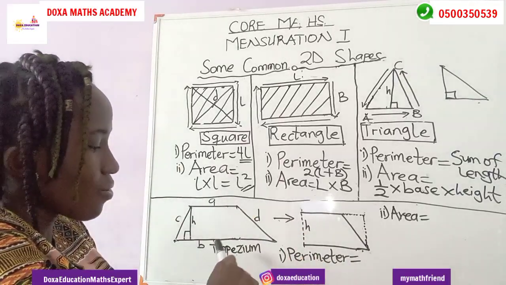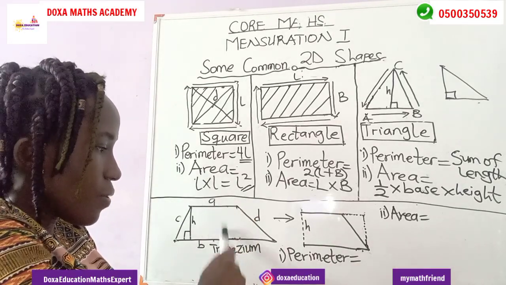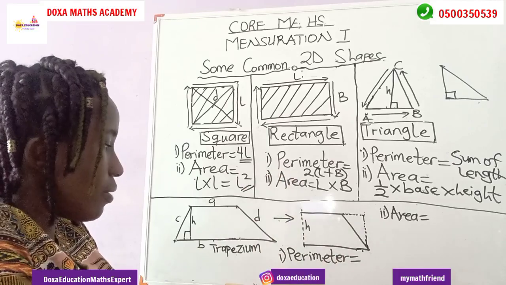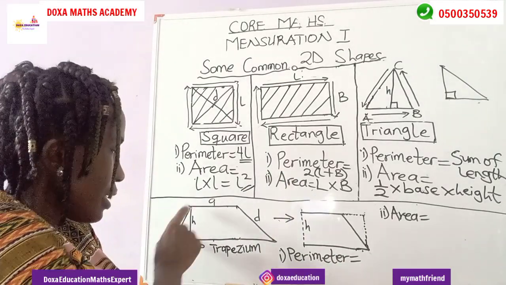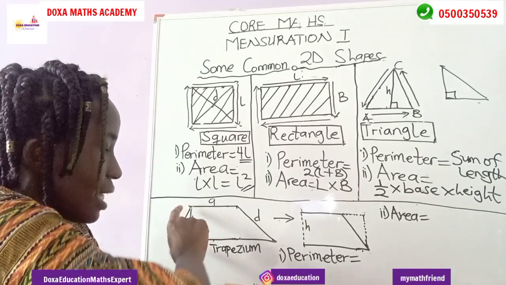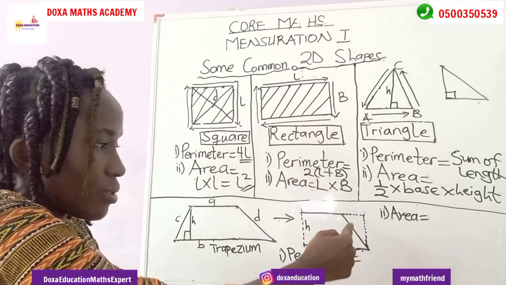So let's look at how the trapezium was transformed from this state to this state. Now, let's say we cut off the triangle attached to here. When you cut it off from the left side, then you add it to the right side.